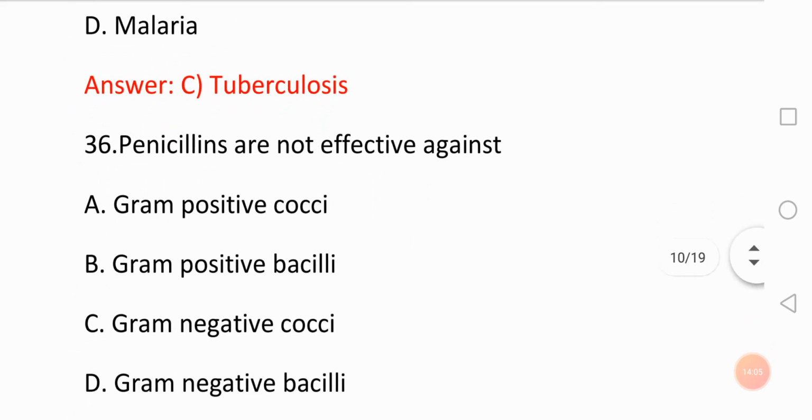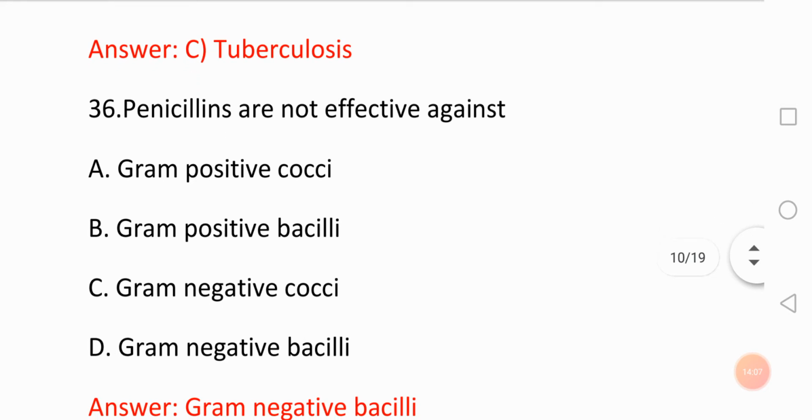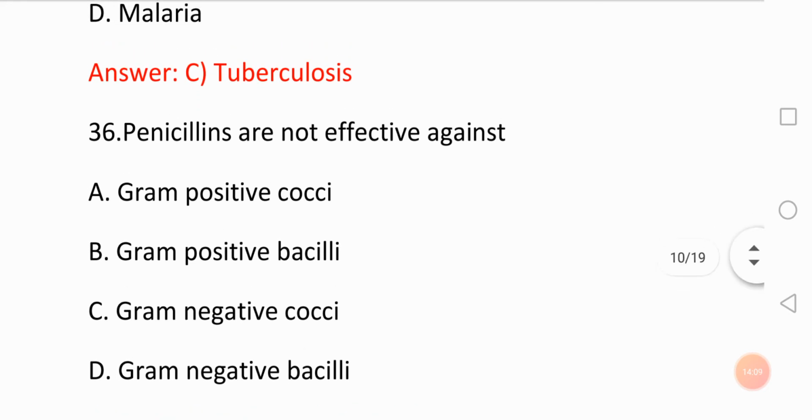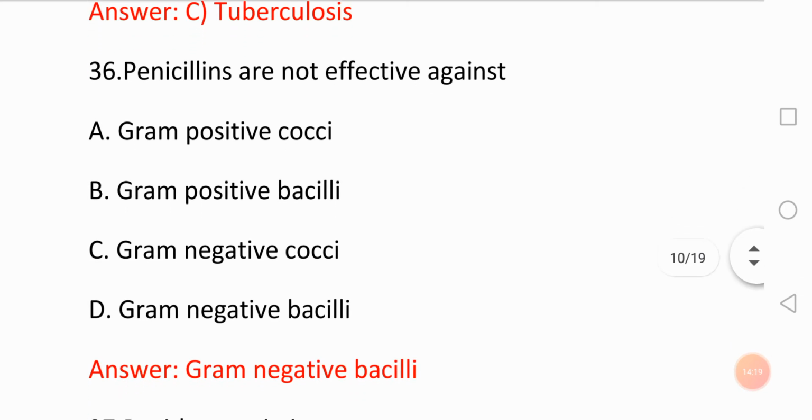Next question is 36. Penicillin is not effective against A. gram positive cocci, B. gram positive bacilli, C. gram negative cocci, and D. gram negative bacilli. And the answer is gram negative bacilli.